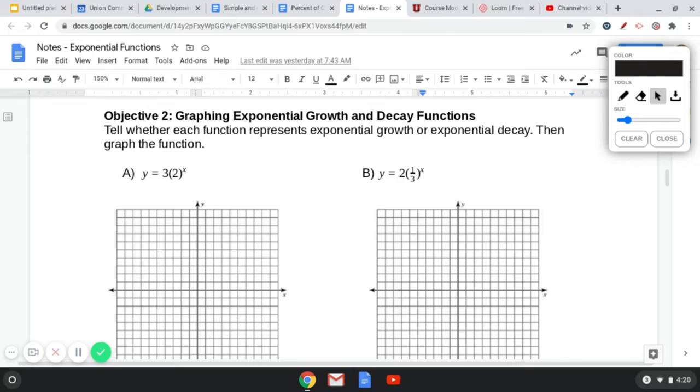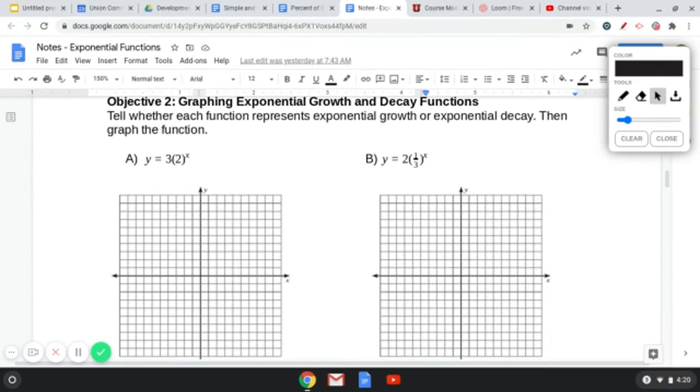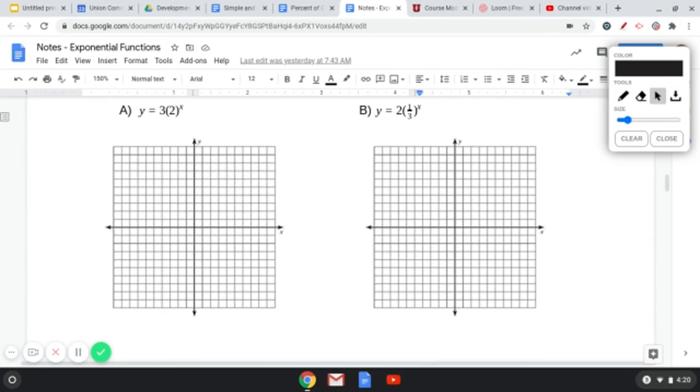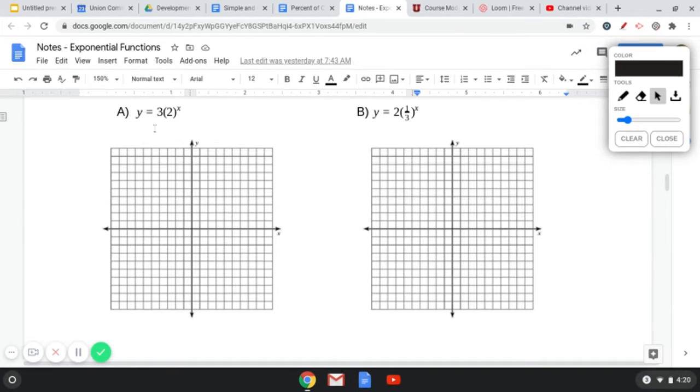All right, let's talk about graphing exponential growth and decay. So first, we'll tell whether each function represents growth or decay, exponential growth or decay, and then we're going to graph it. Okay, so this first one, A, 3 times 2 to the x. This 2 is larger than 1, so this is exponential growth. And I think to graph it, it would be helpful to create a table of values. So I'm going to start with 0, and this is going to be an XY table.